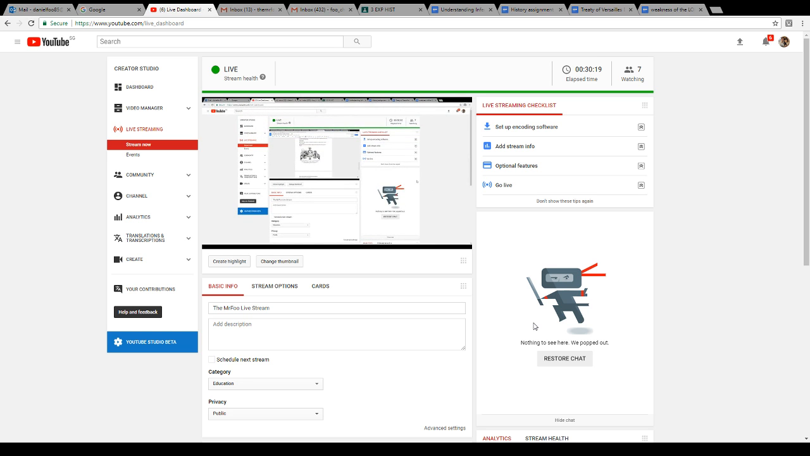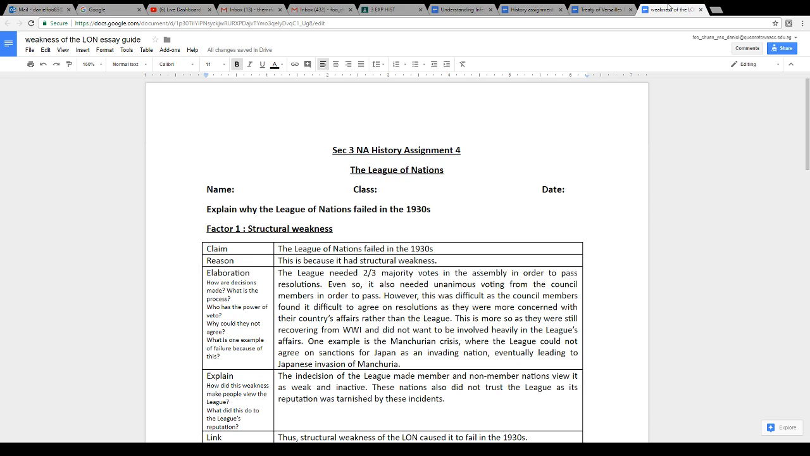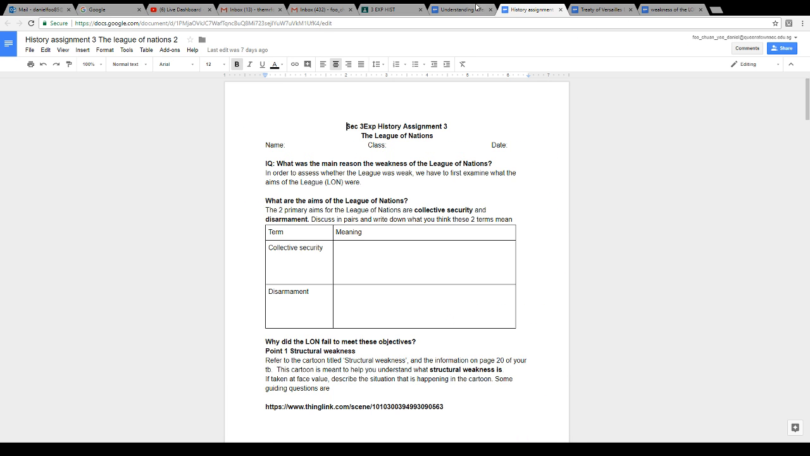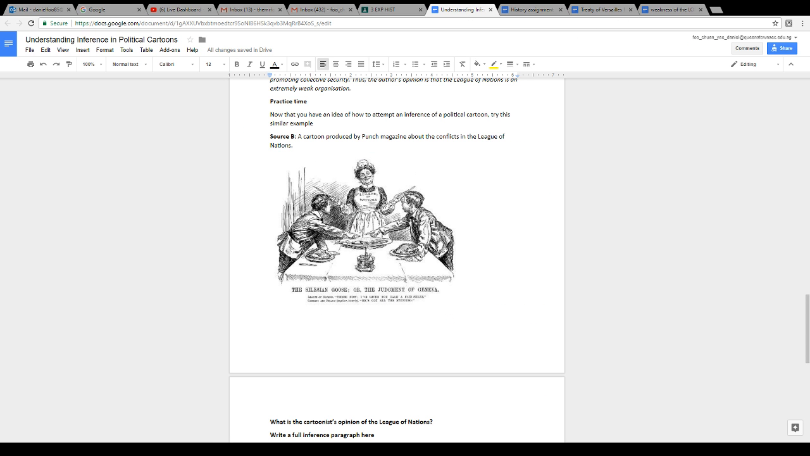In a sense, the leaders are looking very smug and like they do not care about the people under their charge. Like, let's say this is the mother, right? The mother does not care about the people under her charge. So in terms of your knowledge of the weaknesses of the LON, which reason can you use to explain this picture? Your knowledge of the 3 reasons why the LN failed.